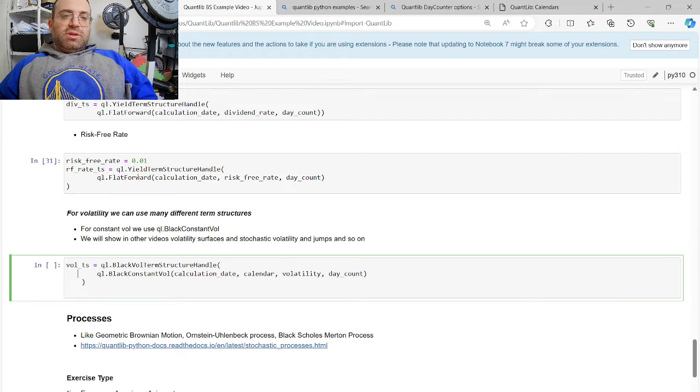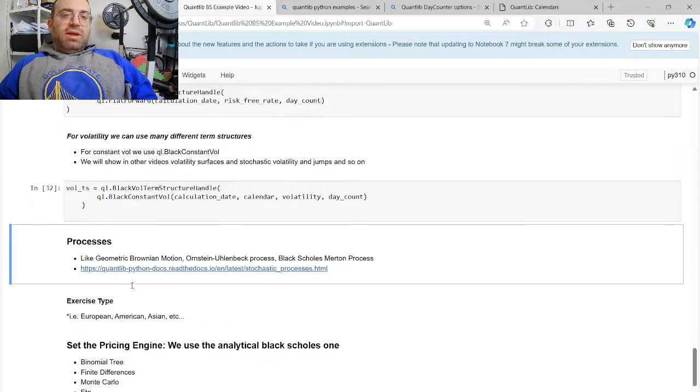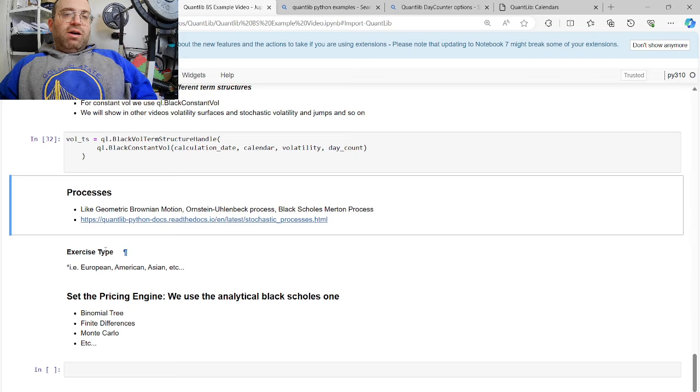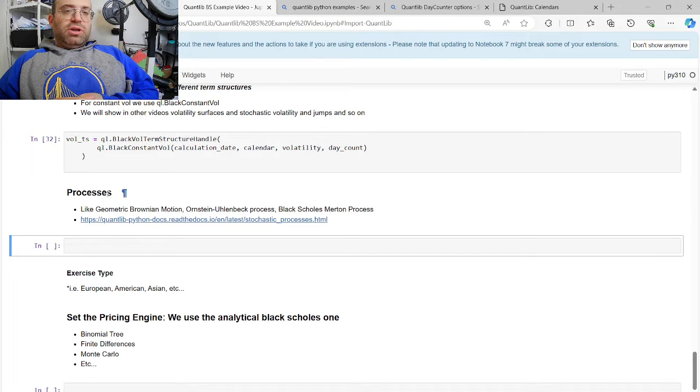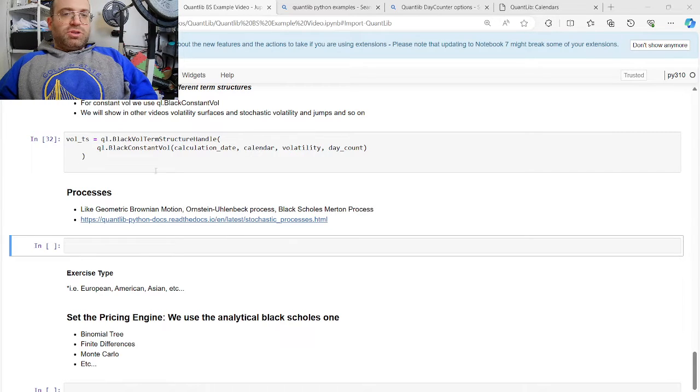So it's very similar to this flat forward, except you have to have a calculation date, calendar, volatility, and day count, and it's called black constant vol. It's hard because it's so general. Now, to add to the generality, you have to give the underlying stochastic process. It could be geometric Brownian motion, an OU process that's mean reverting, Black-Scholes, all that good stuff. It's a pain that it's so general, but for options we're of course using the Black-Scholes-Merton process.